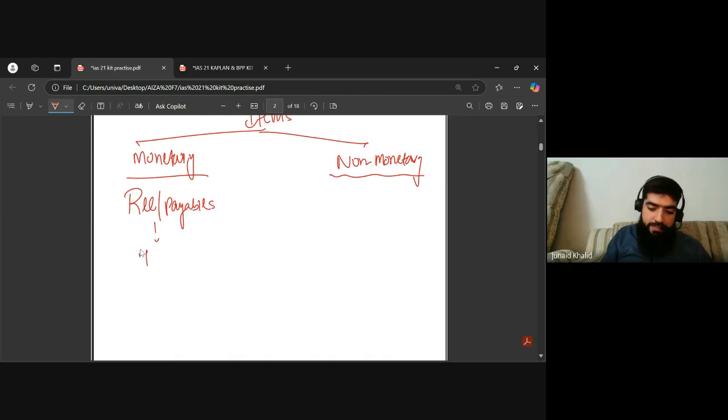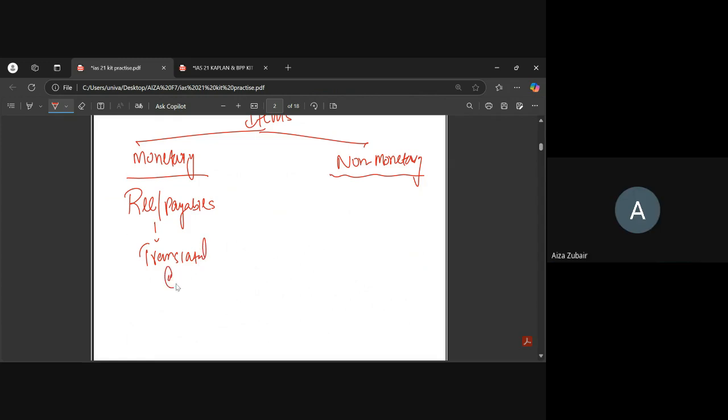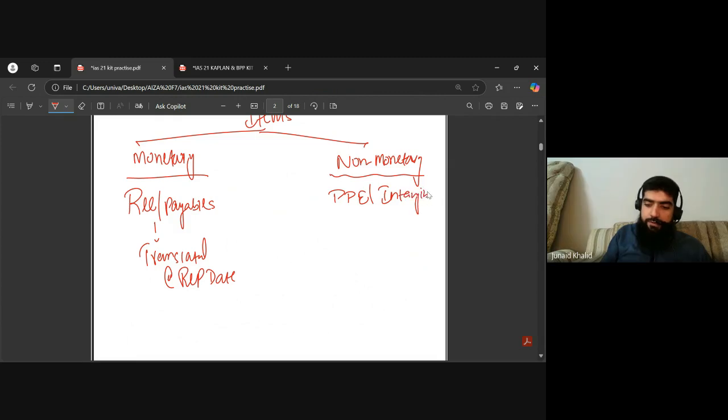Very good, perfect. And non-monetary items are like inventory, intangibles, and investment property. They are not translated, and they are recorded at the historic rate. Intangibles, investment properties, so these are never translated. These are not translated at the reporting date.